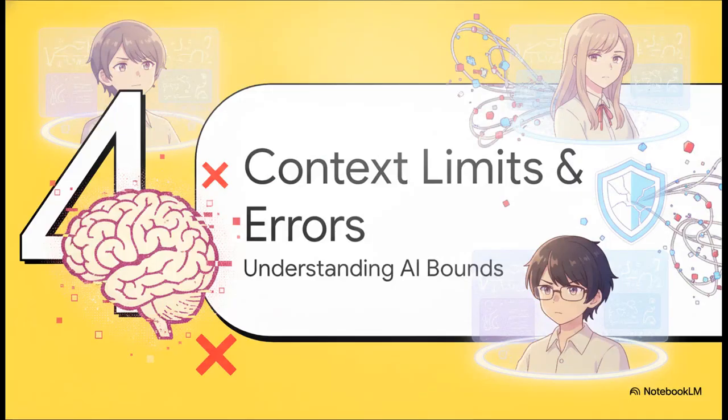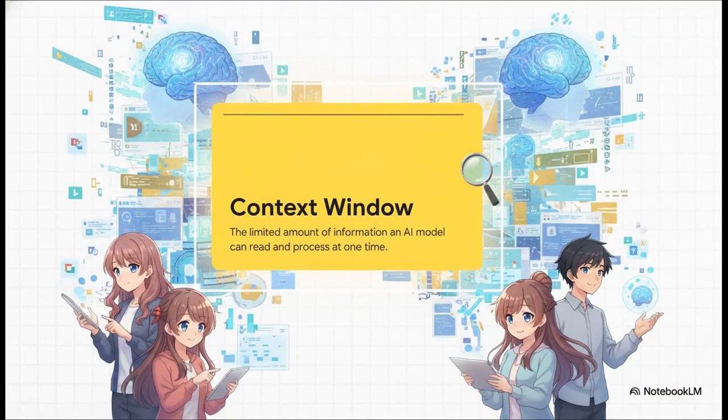All right, time for Section 4, Context Limits and AI Errors. It's time for a bit of a reality check, guys. To use this technology effectively, we first need to define something called the context window. A context window is basically just the limited amount of information or data that an AI model can actually read and process at one single time.